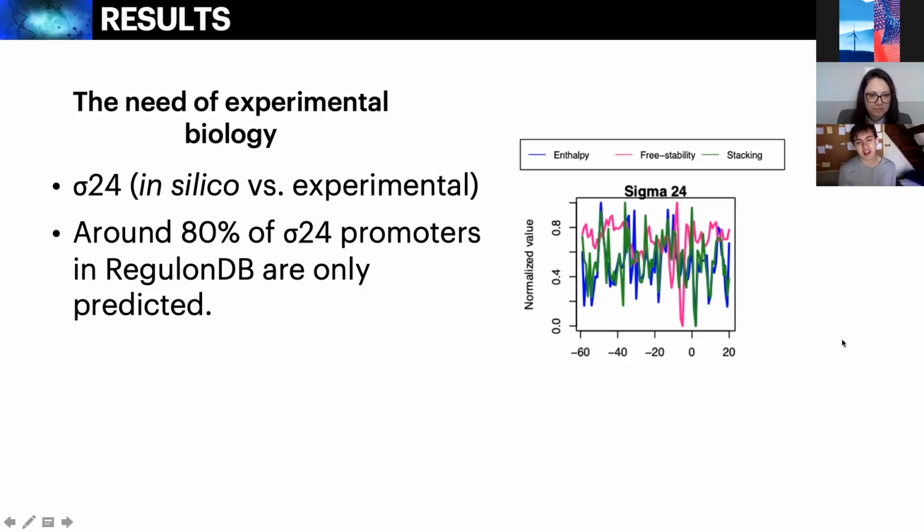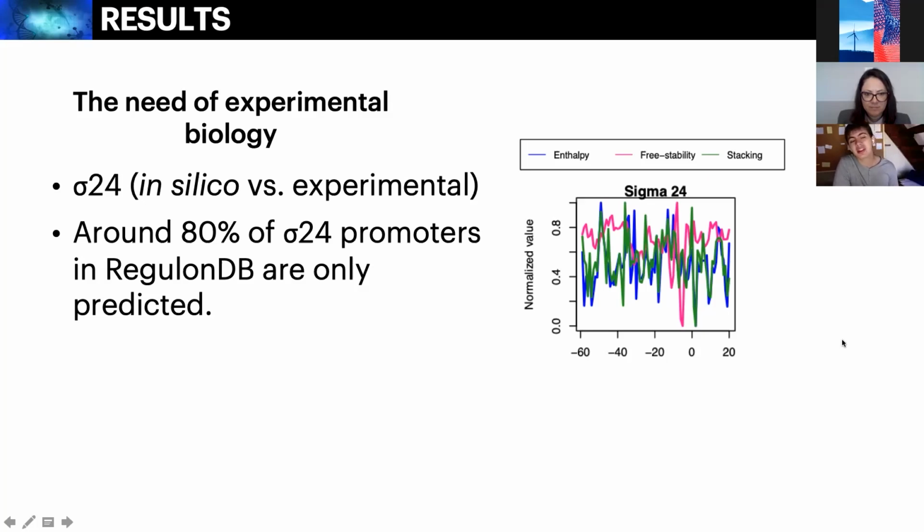So the first thing that we need to discuss about it is how the sigma 24 promoters are listed in the website RegulonDB, because around 80% of these promoters have not been experimentally identified. They have only been classified as promoters by computer techniques, specifically machine learning algorithms. So when we are dealing with data that hasn't been curated, we can see that there is not much valuable information we can extract out of these.